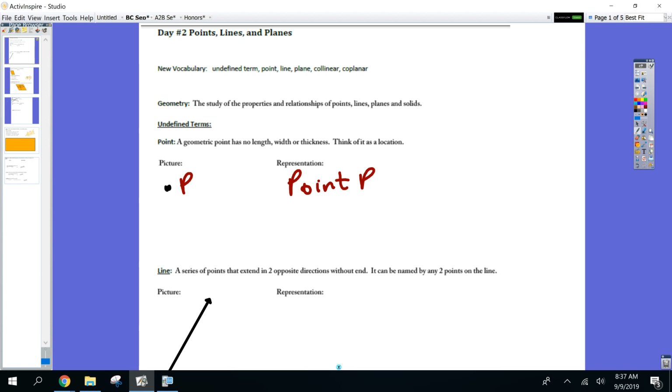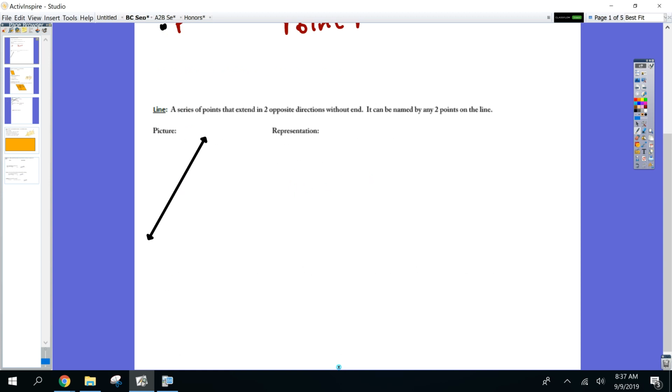Now, what happens if I string a bunch of points together right next to each other? All these points right next to each other, I end up forming what's called a line. Those are a series of points that extend in opposite directions without end. That is why it is so important, when we talk about a line, that I put arrows on them that show they go in infinite directions. Now, what did we just mention? What's on the line? Infinite points.